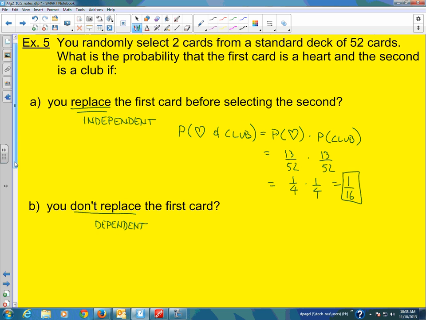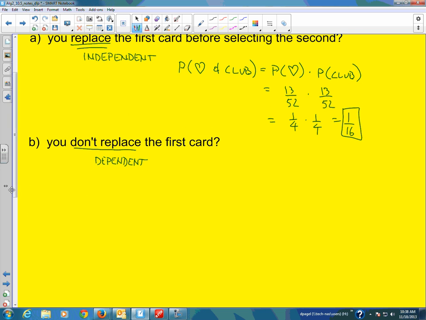Okay, now let's not replace. So I want the same thing. Probability of a heart and a club.